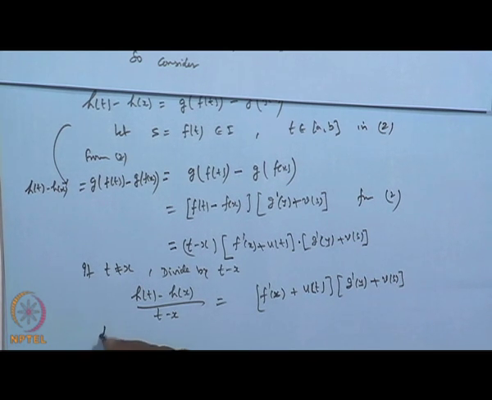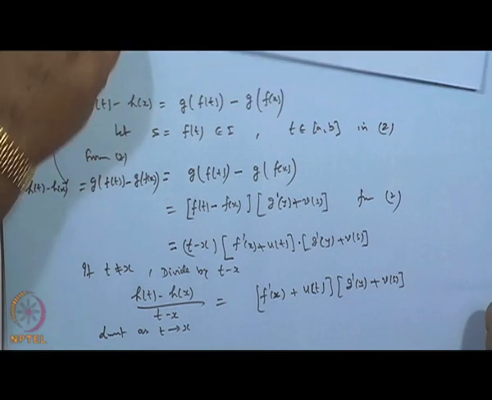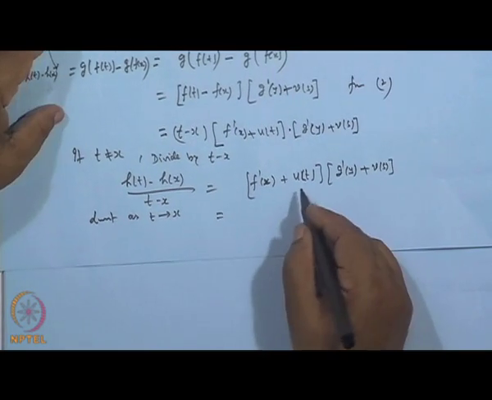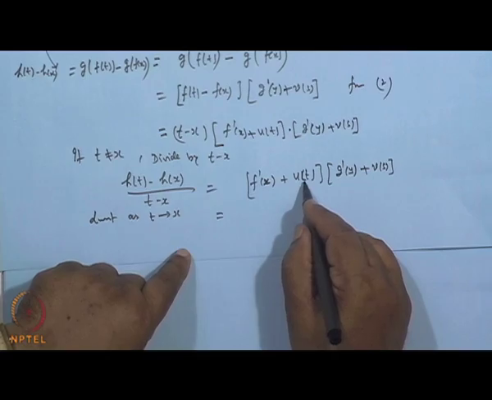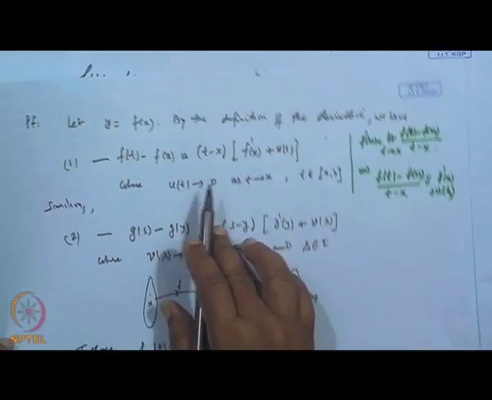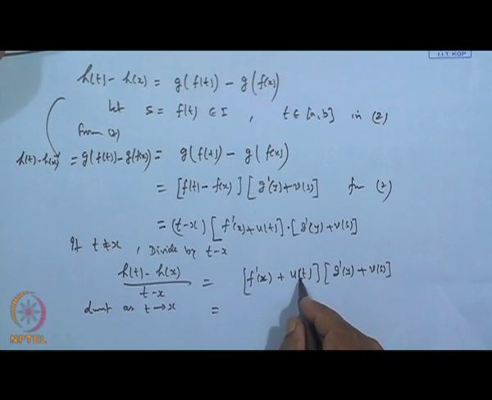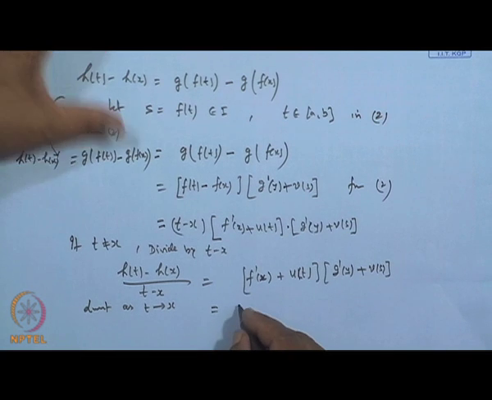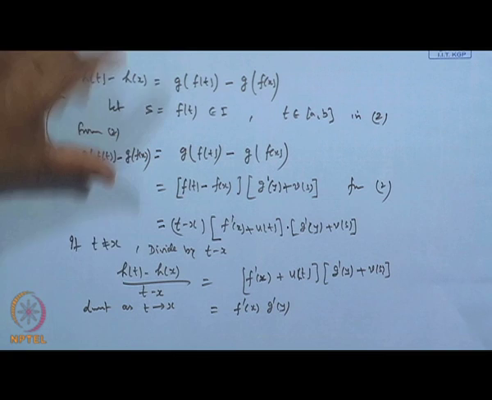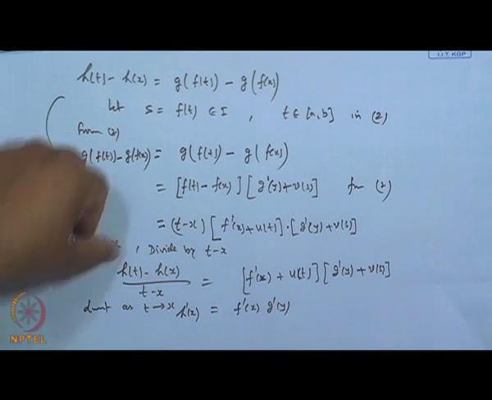Now, taking the limit as t tends to x: on the right hand side, as t tends to x, u tends to 0 because it is already given that f is differentiable at x, so u t will go to 0 as t tends to x. Similarly the v part will go to 0. The right hand side will give f prime x into g prime y, and the left hand side is nothing but the derivative of the function h at the point x.